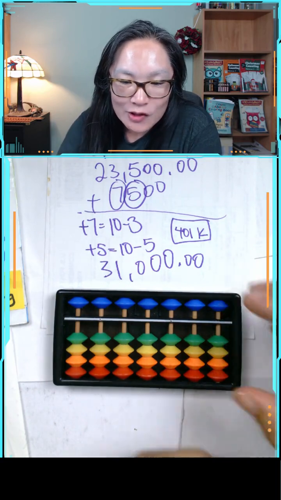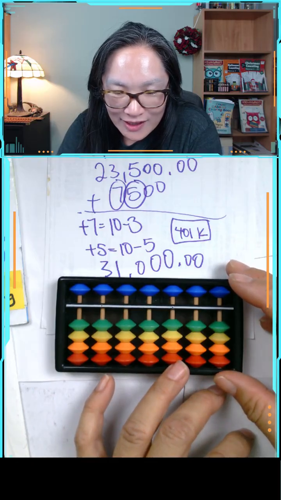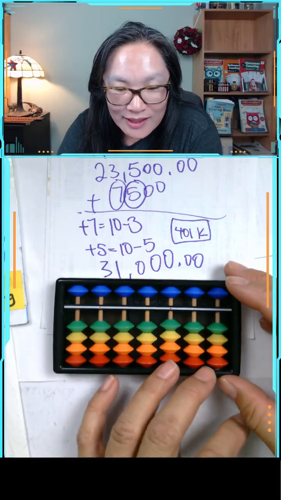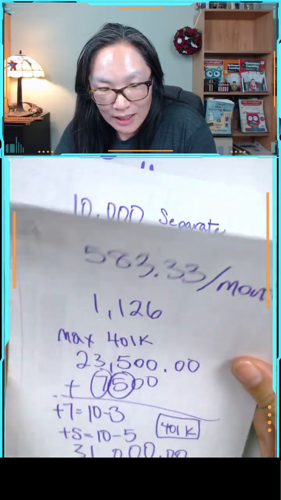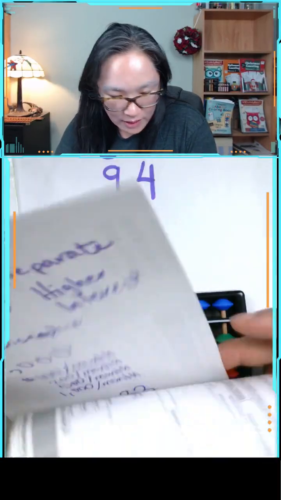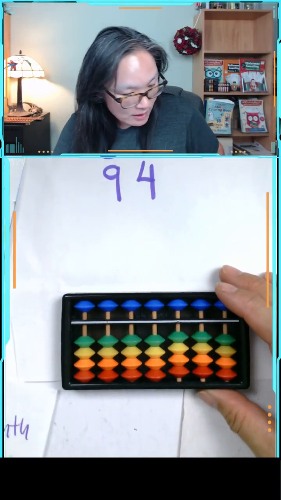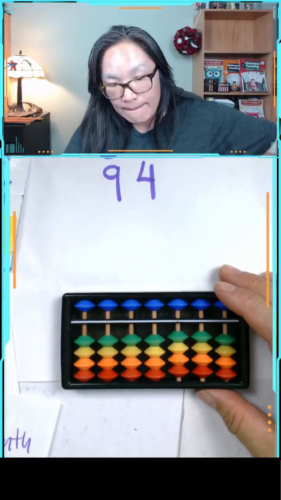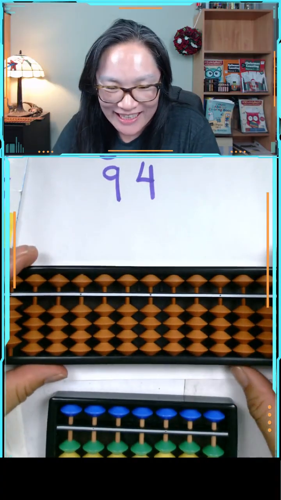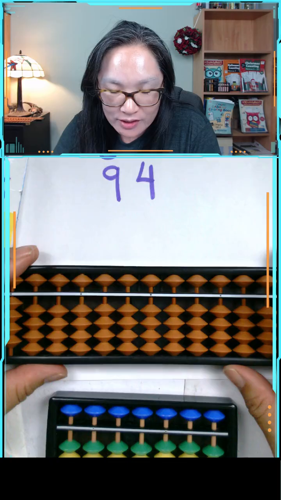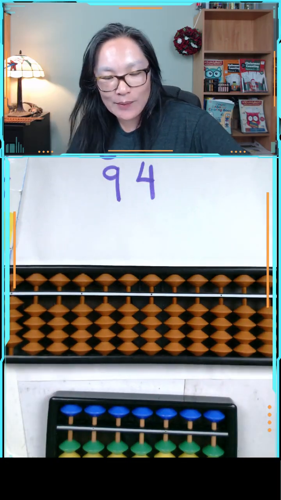Can we practice the hundred thousands? Can we practice? I am teacher. I want to be rich. Yeah, right. I want to be rich too. Totally. Can we practice hundred thousands on the abacus? I don't have that in my books. I want to be rich. Oh, I will not be rich? Oh, come on.